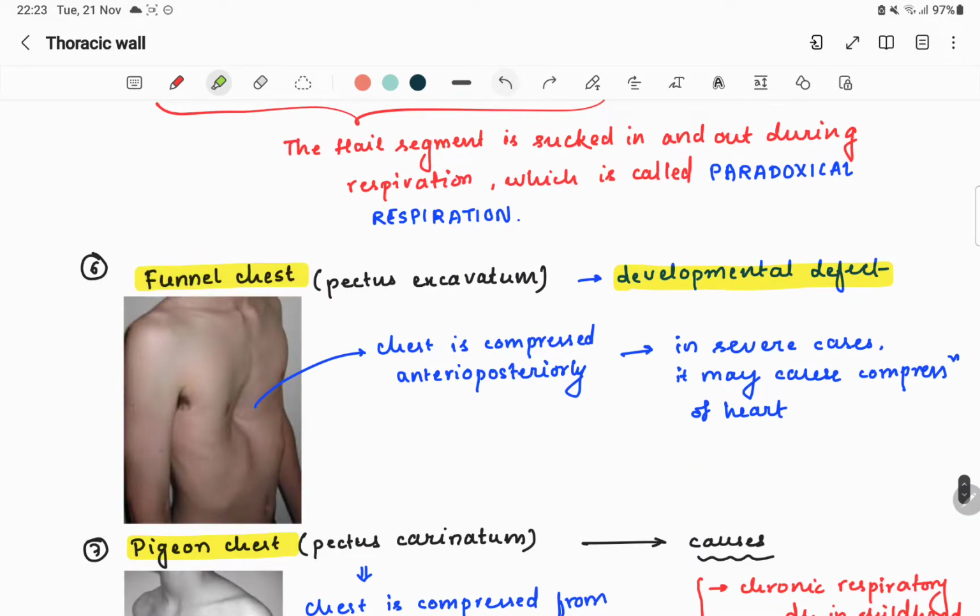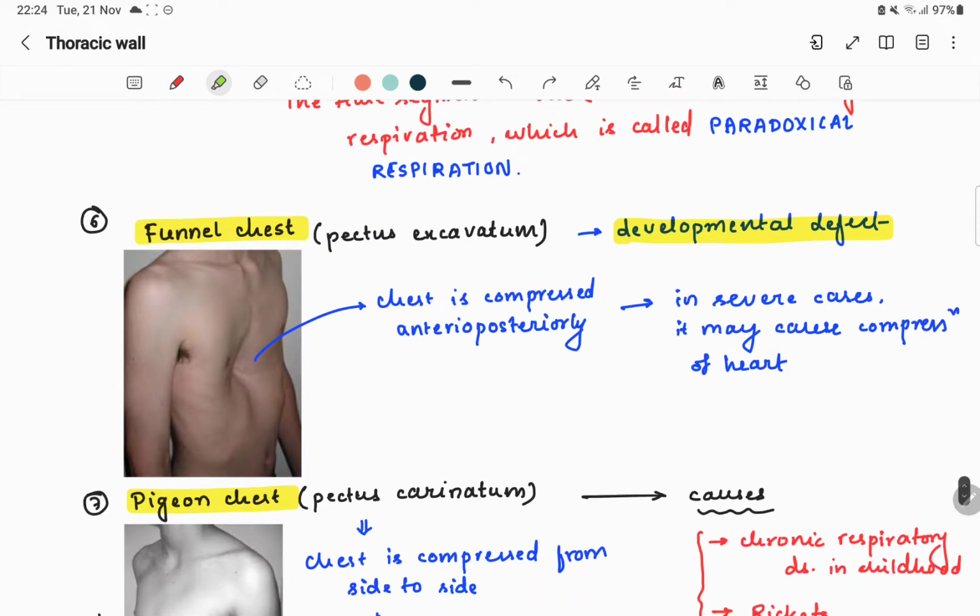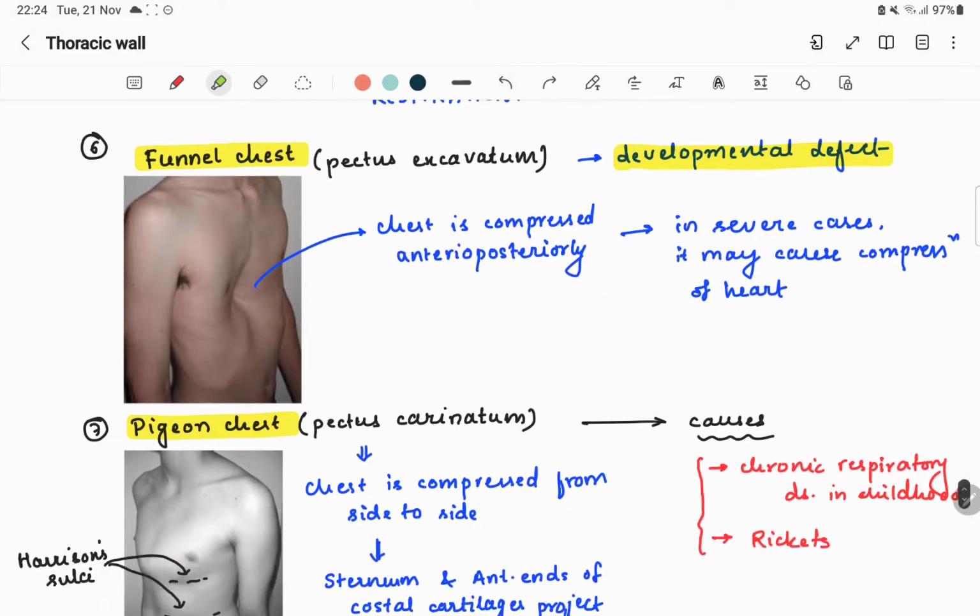Then a funnel chest, that is called pectus excavatum. This is a developmental defect in which the chest is compressed anterior-posteriorly. This is called a funnel chest. In severe cases, it may cause compression of the heart.